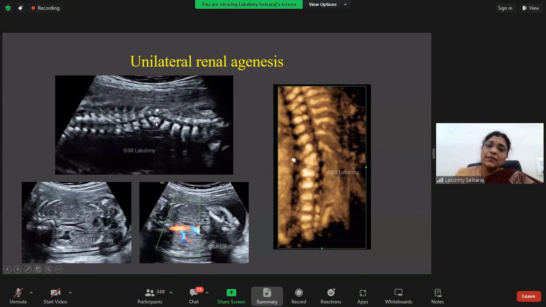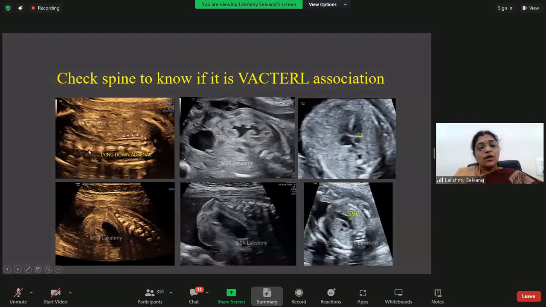So look, this is a hemivertebra, and you see that there is a unilateral renal agenesis. The vice versa: suppose you have seen a unilateral renal agenesis. This is a lying down adrenal gland. There is a unilateral renal agenesis. This is the spine for you, and you see there is an LSVC here, LSVC in the heart. So VACTERL can be very, very subtle.